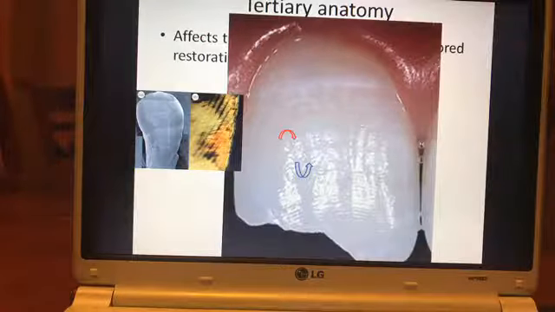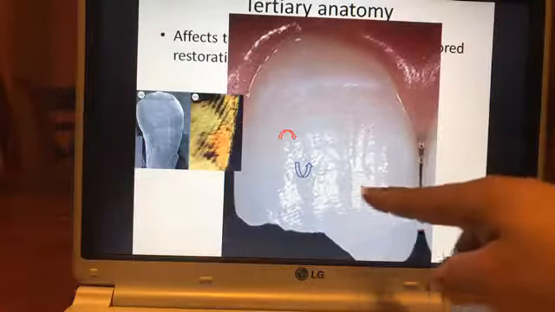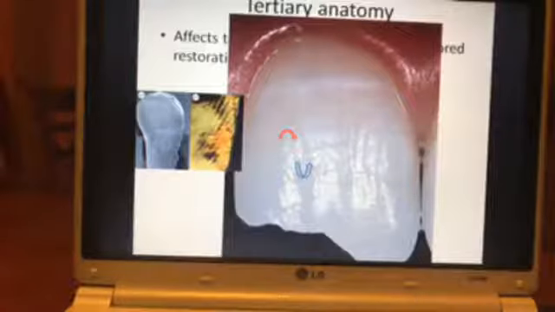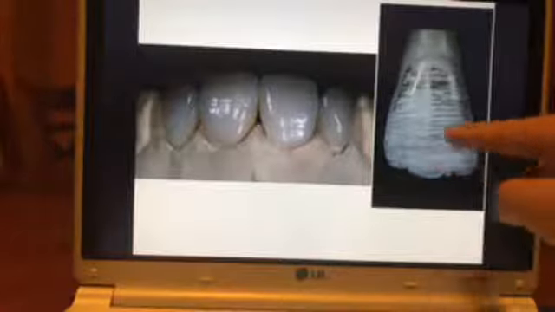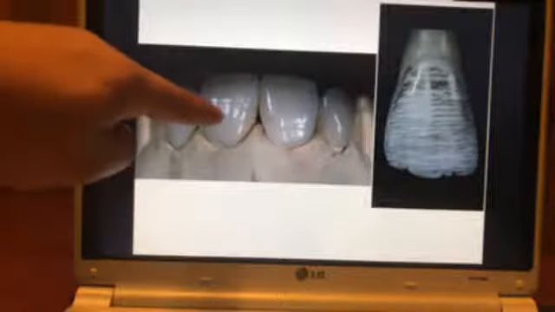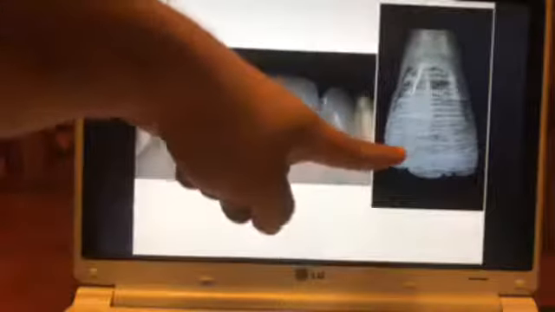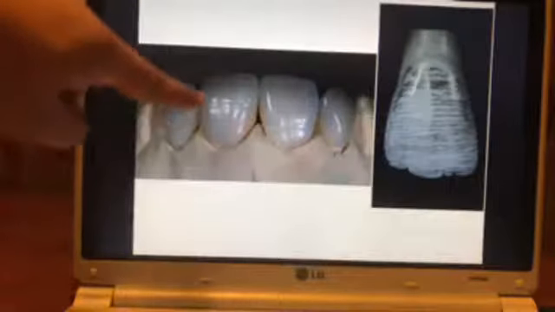The tertiary anatomy, as you see over here, is the horizontal lines that are present, and you can see it very well. Sometimes the lines are mixed with a little bit of vertical features, but mostly it's like that here. And here we call it the perikymata.